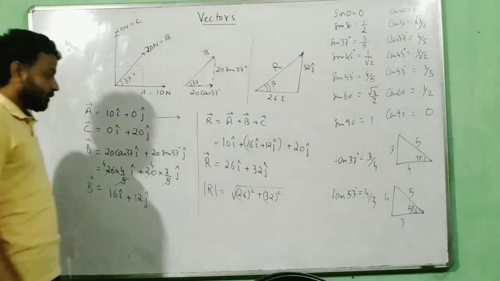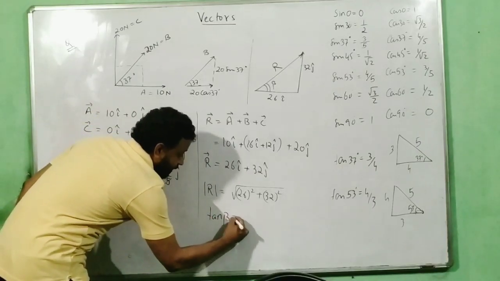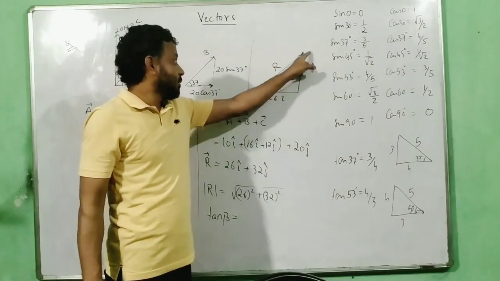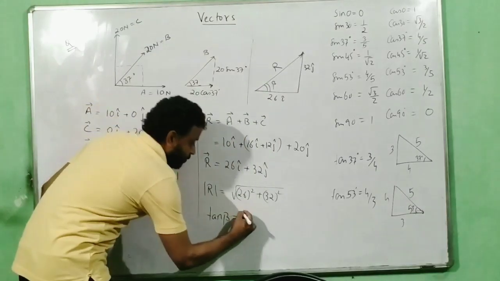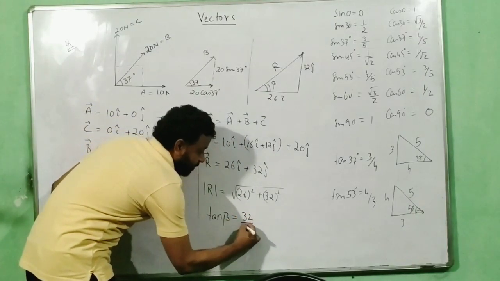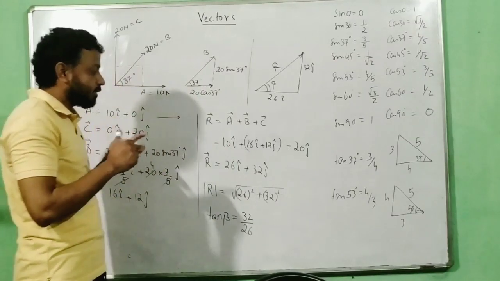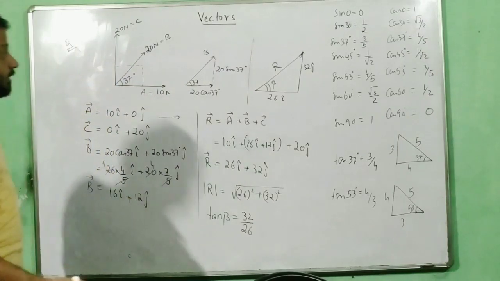What is the resultant angle? Resultant angle is always perpendicular divided by base. Perpendicular is 32 and base is 26. And then you start simplifying, use your calculator to get the correct answer. This is how we find the resultant and the resultant angle.